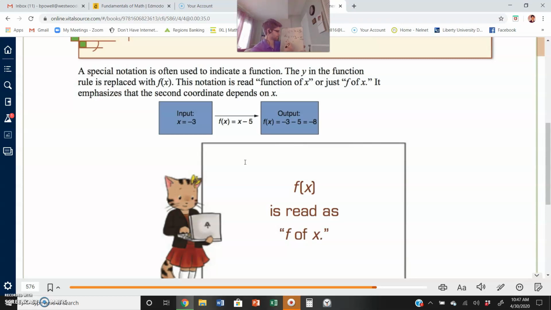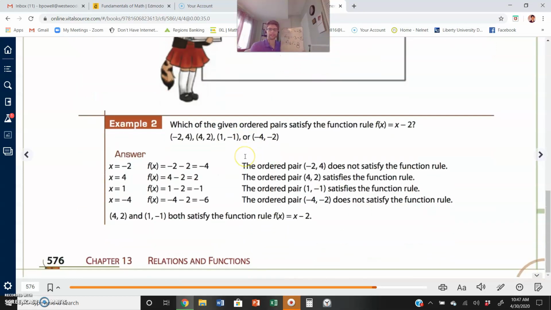So f of negative 3 is equal to negative 3 minus 5, which is adding the opposite. So negative 3 plus a negative 5 is a negative 8. And this would be our answer. Now, depending on if it wants ordered pairs or not, you would have to make this into an ordered pair. Here's your x, negative 3. Here's your y, negative 8.